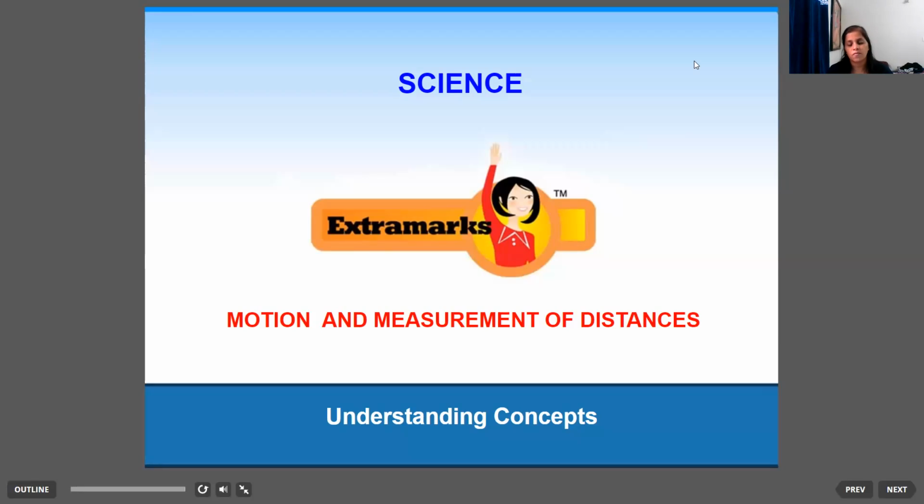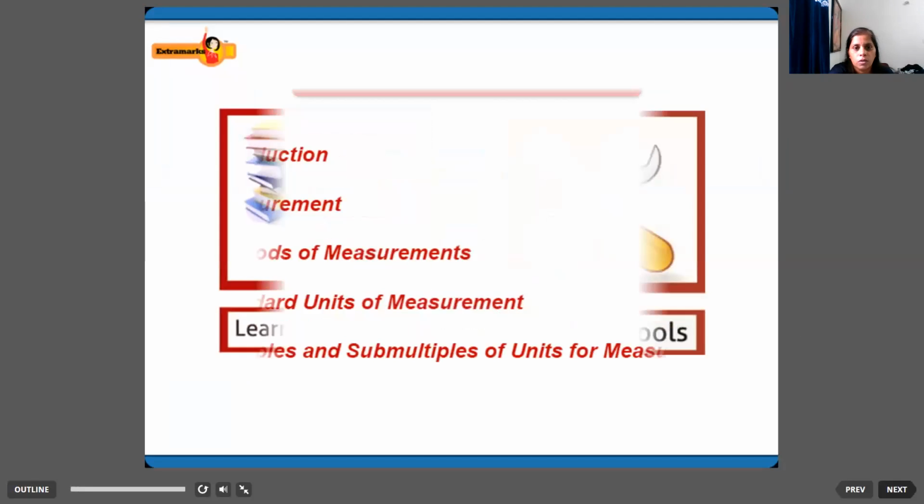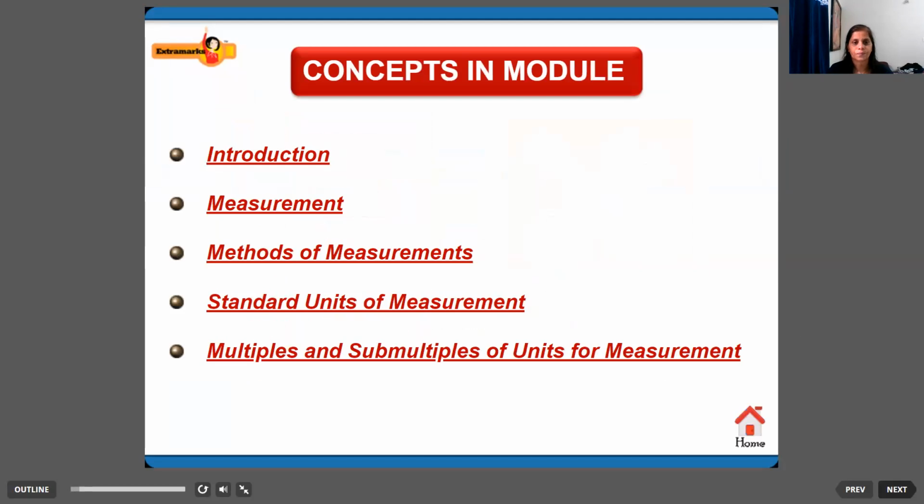Today I am here with chapter 10, motion and measurement of distances. In this chapter, we are going to study about Introduction to Motion and Measurement of Distances, Measurement, Methods of Measurements, Standard Units of Measurement, Multiples and Submultiples of Units for Measurement.